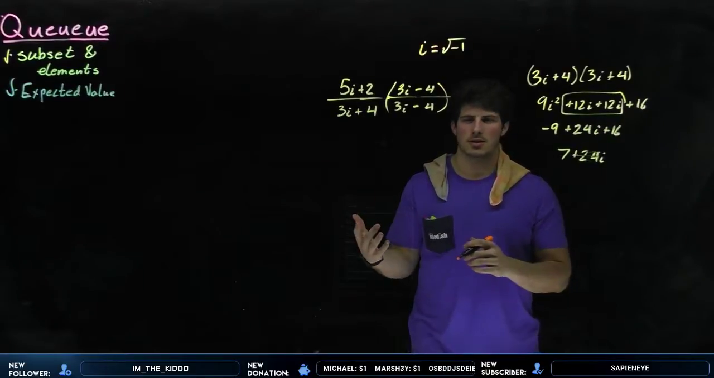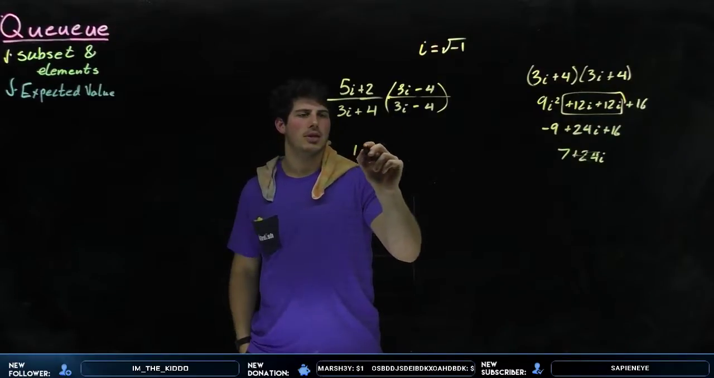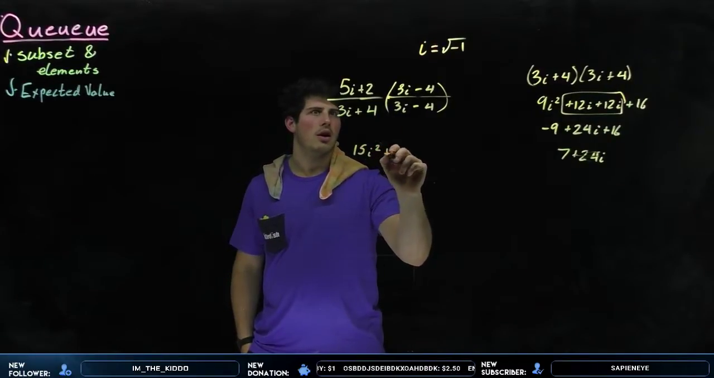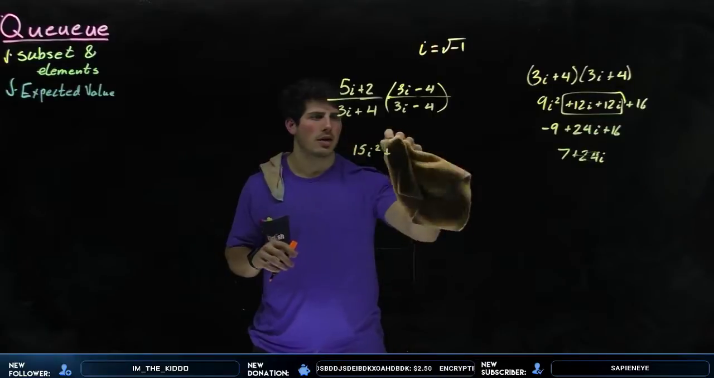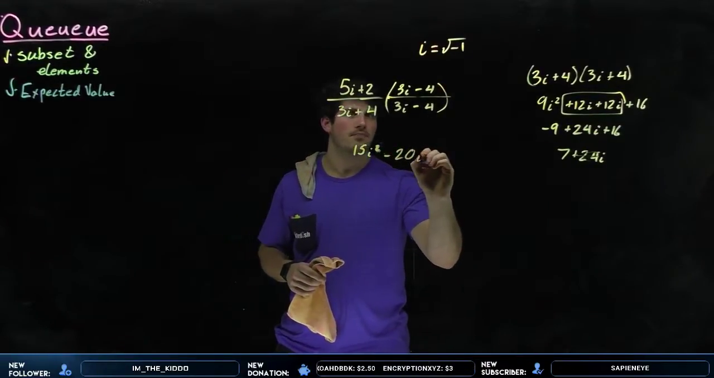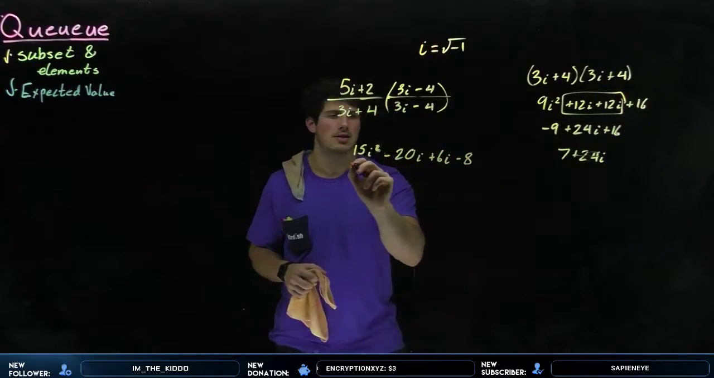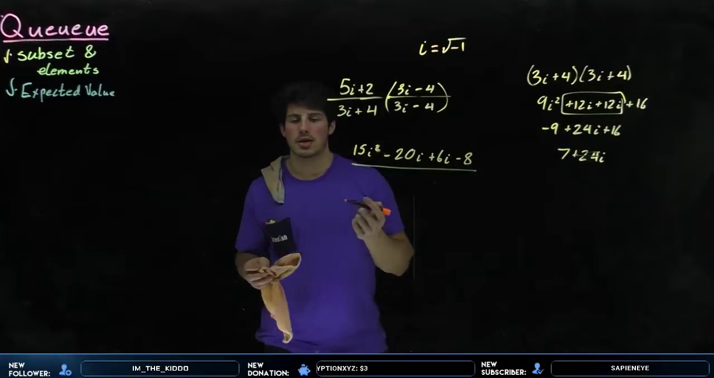Does that make sense, Plaster Hippie? So what I'm going to do here, and I'll do the top first. I have 15i squared minus 20i plus 6i minus 8. All right, that's on top. It does make sense. Great.